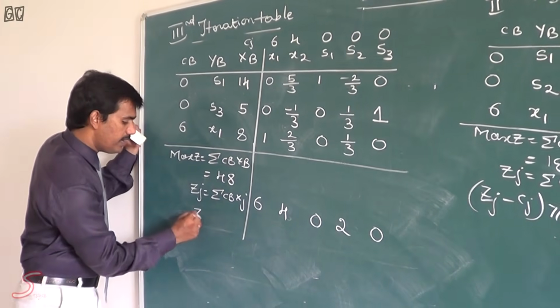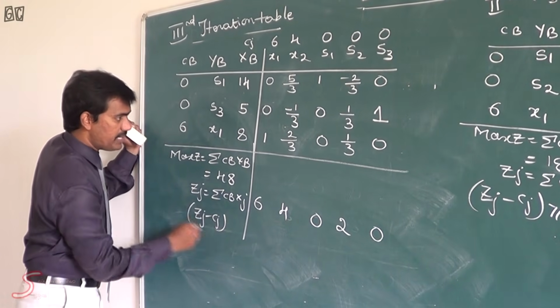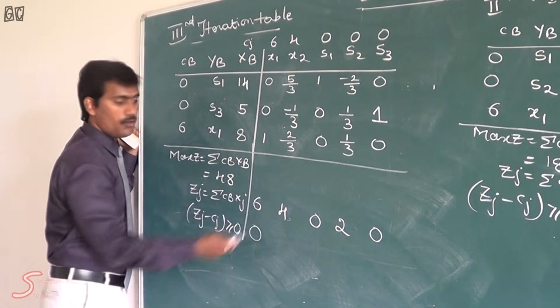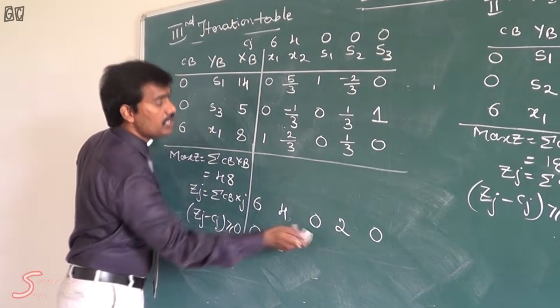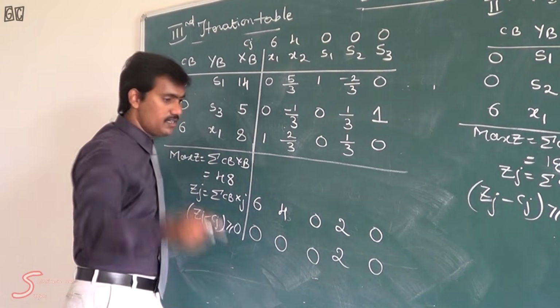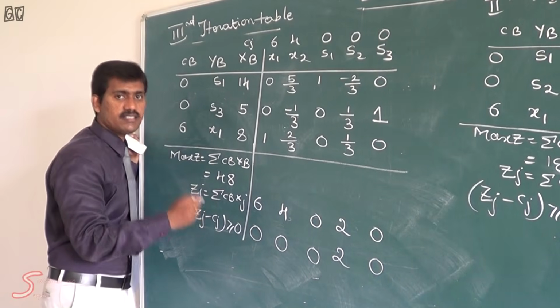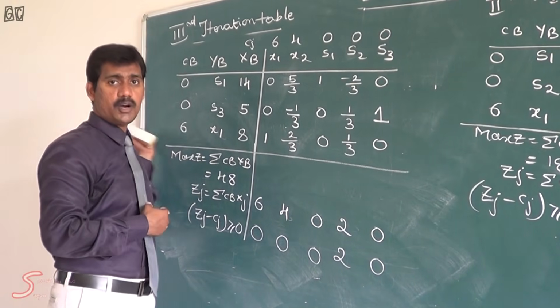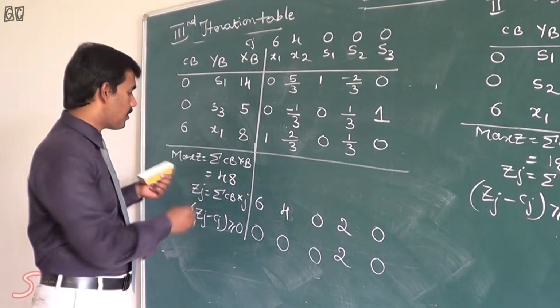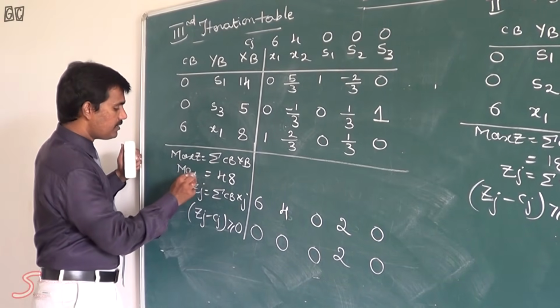And we have the net evaluation condition, zj minus cj greater than or equal to 0. 6 minus 6, that is 0. 4 minus 4, that is once again 0. 0 minus 0, 0. 2 minus 0, that is 2. Hence, all the net evaluation conditions are satisfied. That is, all the values are non-negative. Hence, the solution is optimum. That is, the maximum of z is all of you, that is 48.